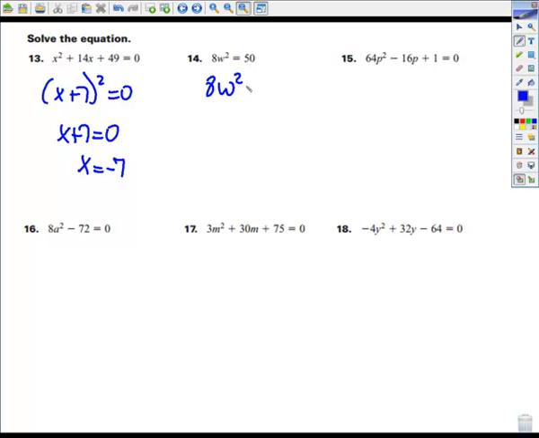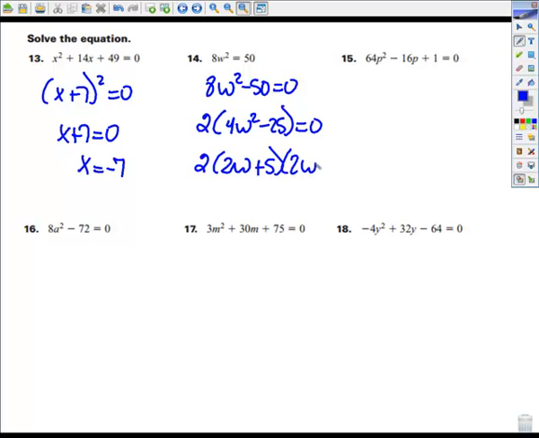First thing I have to do here is subtract the 50 to set it to 0. Now I'm going to go ahead and factor out a 2, and I get 4w squared minus 25. So this is now in the form of the sum and difference pattern. So the square root of 4w squared is 2w. The square root of 25 is 5, so 2w plus 5, 2w minus 5. This 2 is not necessary, so I just write down 2w plus 5 equals 0, 2w minus 5 equals 0. For this one, I'll subtract 5, divide by 2. Here, it's the opposite. I'll add 5 and divide by 2.